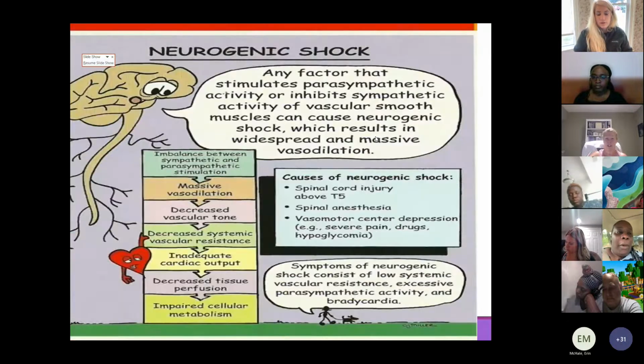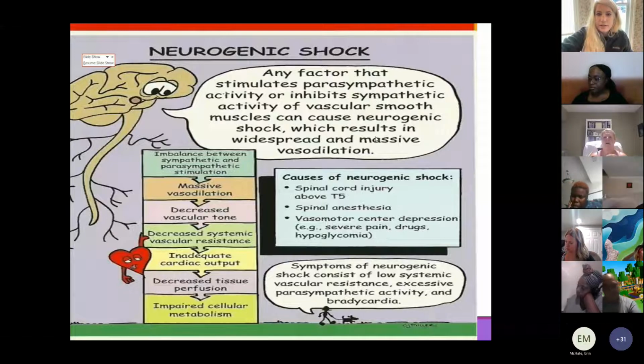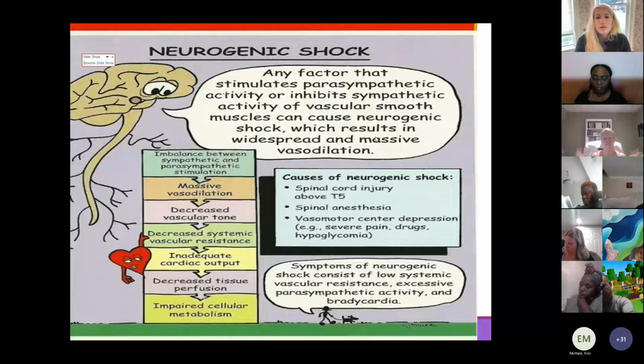So neurogenic shock, I also got this off the internet. Spinal cord injury, anesthesia, anything that messes with our vasomotor center and depresses it. So people that take drugs, if we give them too much pain medicine, low blood sugar is another thing that can cause it. So what we're going to see is this big vasodilation. All those vessels are going to open wide up.